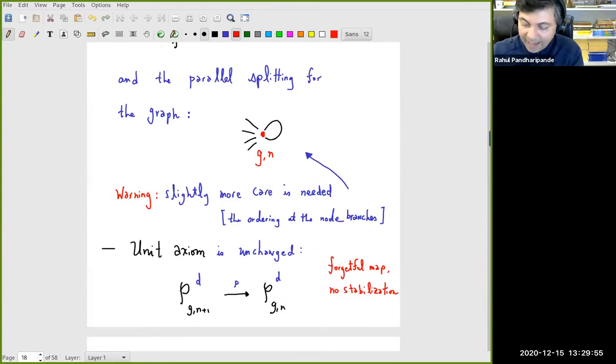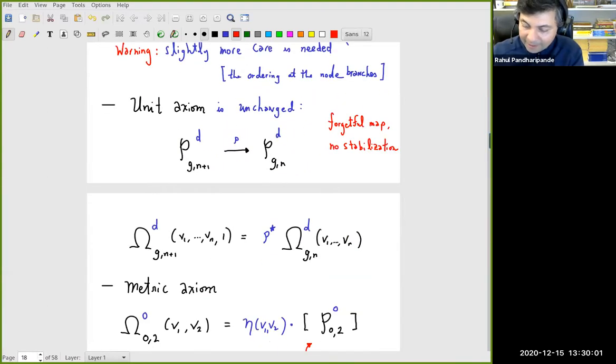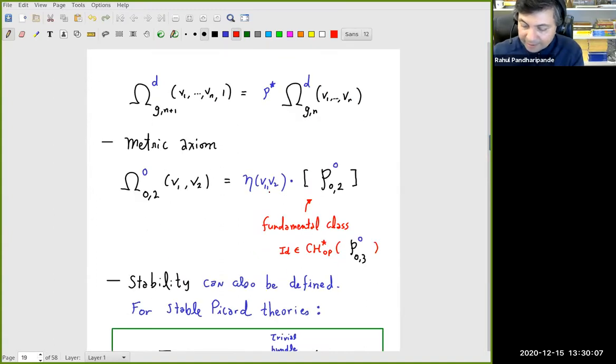All right, so the unit axiom is unchanged. You just forget the point, but there's no stabilization. And then the metric axiom is we look at the (0,2) and the (0,3), it's the fundamental class in this (0,3). And I think that probably this can also be deformed in some direction. But anyway, this is the simplest.